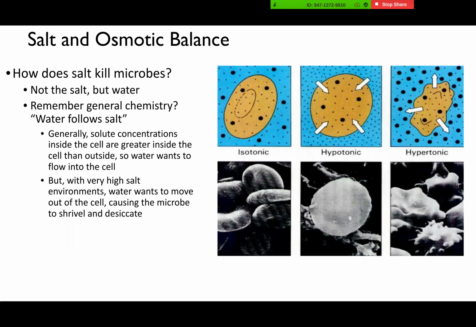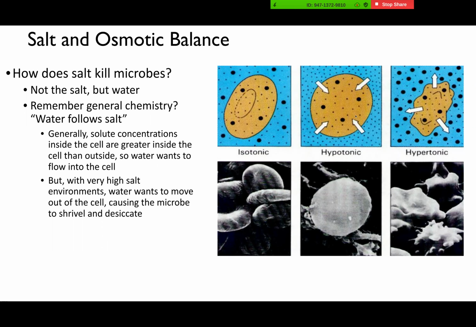So how does this work to kill microbes? How does salt affect microbes? Well, it's not really the salt that affects the microbes, it's the water. The idea here is a general idea in chemistry that water follows salt. If we have a solution here that is isotonic, it means there's equal abundance of large black things and small black things inside and outside.